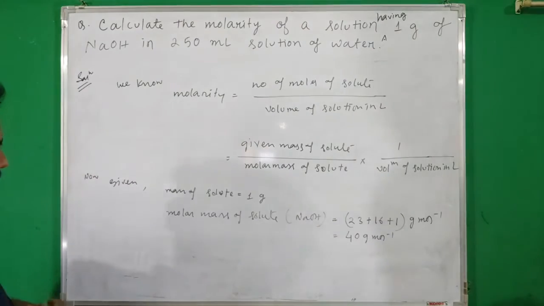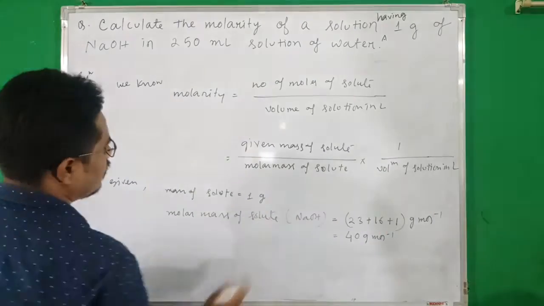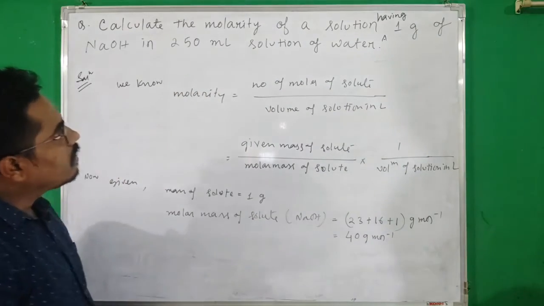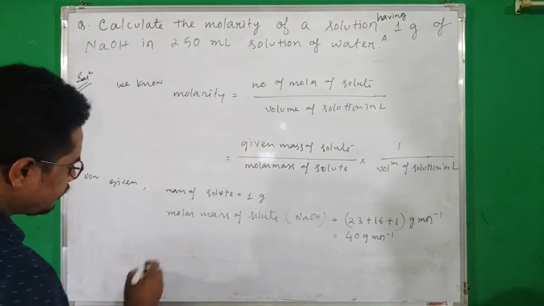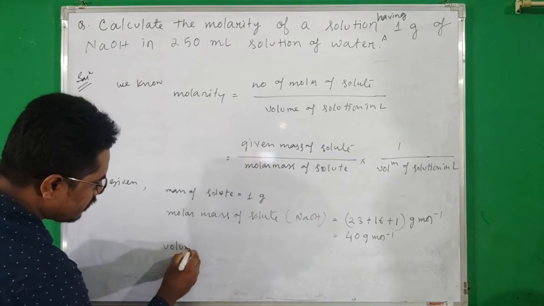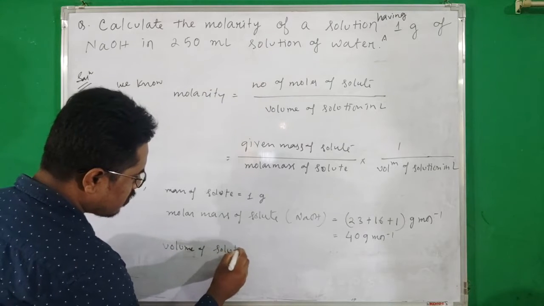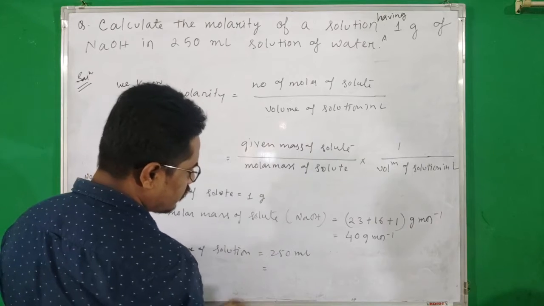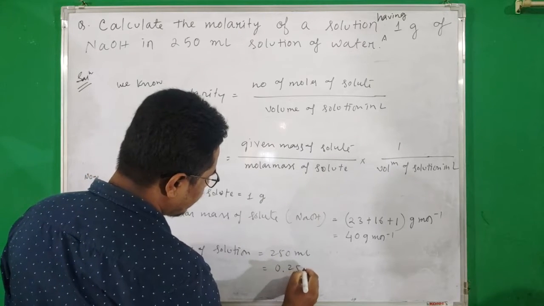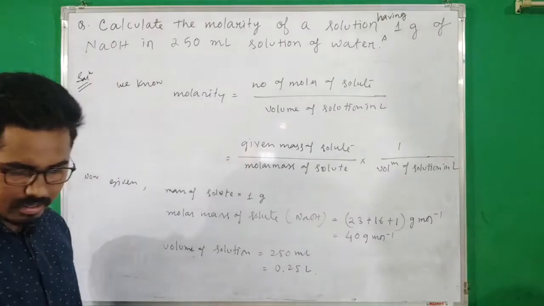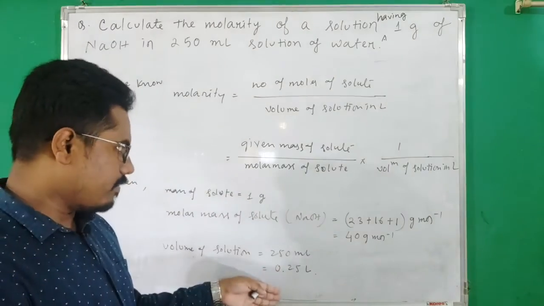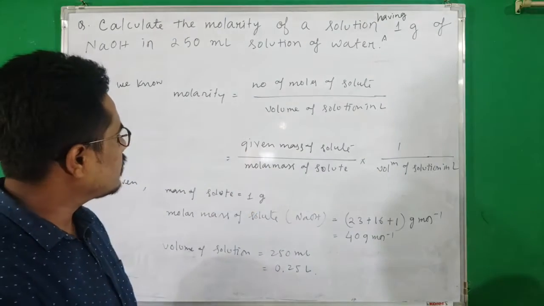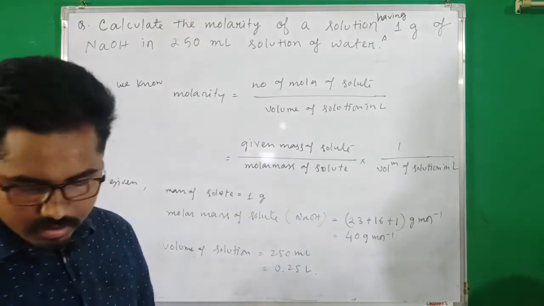Next, volume of solution in liter. The volume of solution is given as 250 ml, so we have to convert 250 ml into liter. Volume of solution, that is 250 ml, equals 0.25 liter. Now we will put this given data in the formula, and then we can easily determine the molarity of the solution.